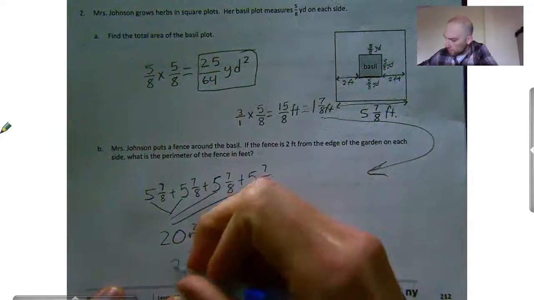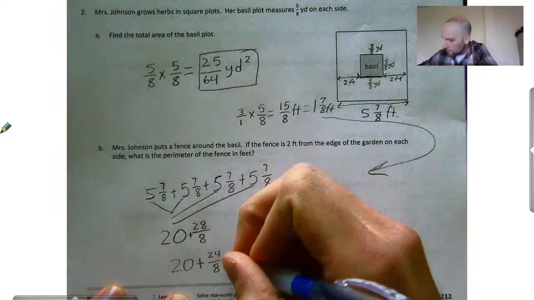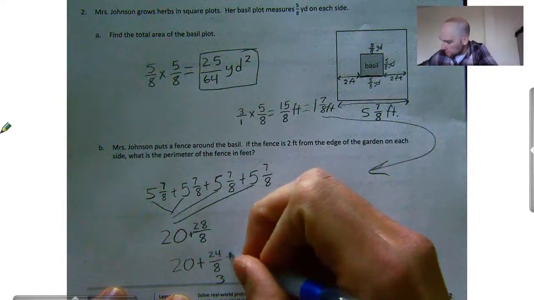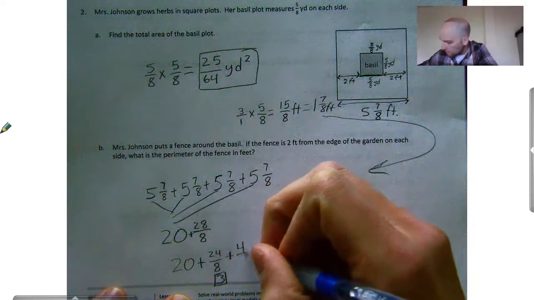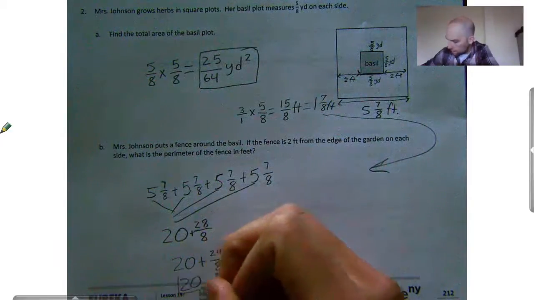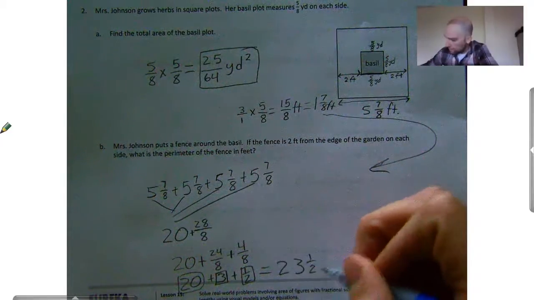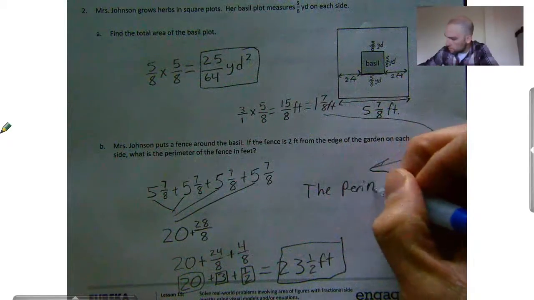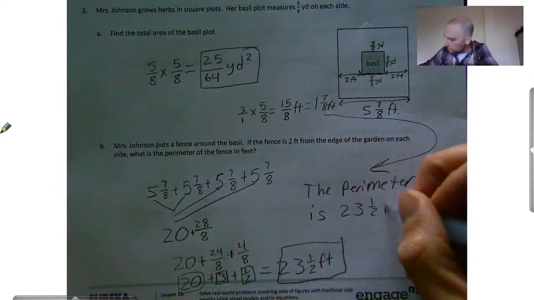So I'll have 20 plus 24/8, which is really 3, plus another 4/8. 4/8 is really 1/2. And I have 20 here. So I have 20 plus 3 plus 1/2 is going to give me 23.5 feet with my perimeter. So the perimeter is 23.5 feet.